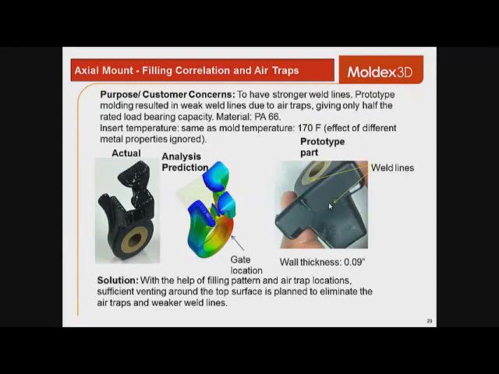Now based on Moldex 3D's prediction and the actual results, you can see that the software predicted the weld line. The weld line was a concerning defect in the part quality, being that it was a high-risk area for breakage. Now in order to remove the weld line, efficient venting was put in to remove the air trap and change the weld line location.